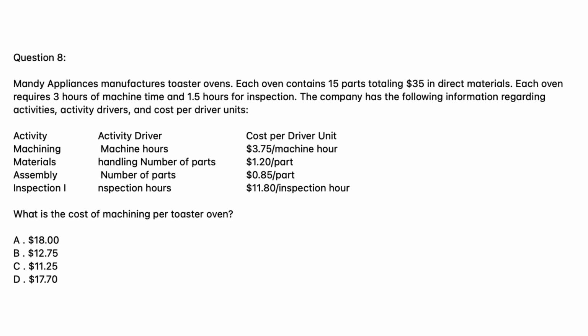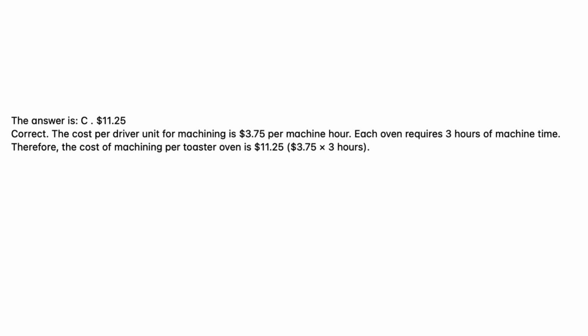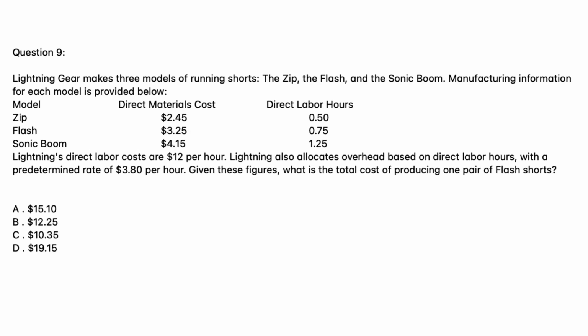A. $18. B. $12.75. C. $11.25. D. $17.70. The answer is C. $11.25. Correct. The cost per driver unit for machining is $3.75 per machine hour. Each oven requires 3 hours of machine time. Therefore, the cost of machining per toaster oven is $11.25, $3.75 times 3 hours.